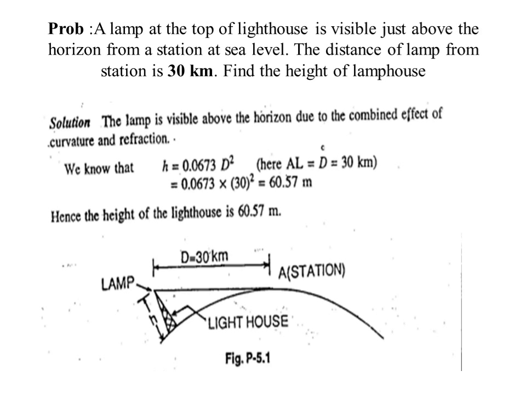Generally the lamp is visible above the horizon due to the combined effect of curvature and refraction. Therefore we can calculate h, the height of the lighthouse, equal to 0.0673 d square, where d equal to 30 km, and therefore h equal to 60.57 meter. Therefore the height of the lighthouse is 60.57 meter.